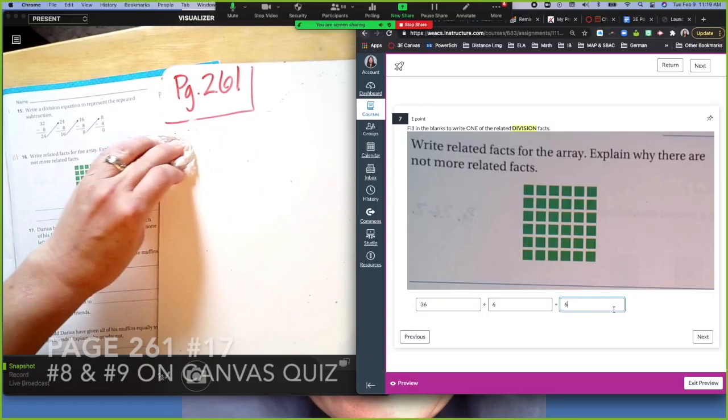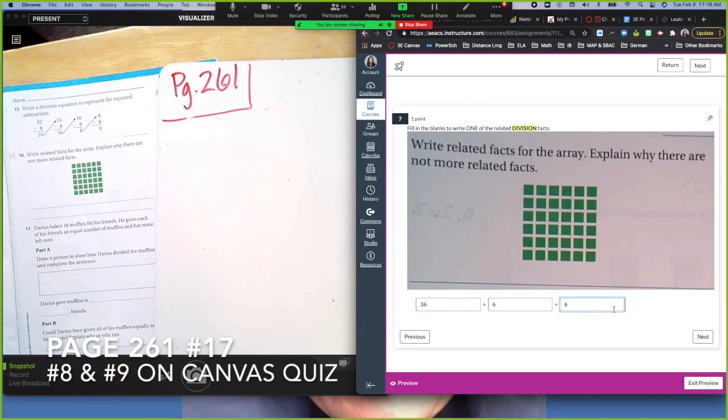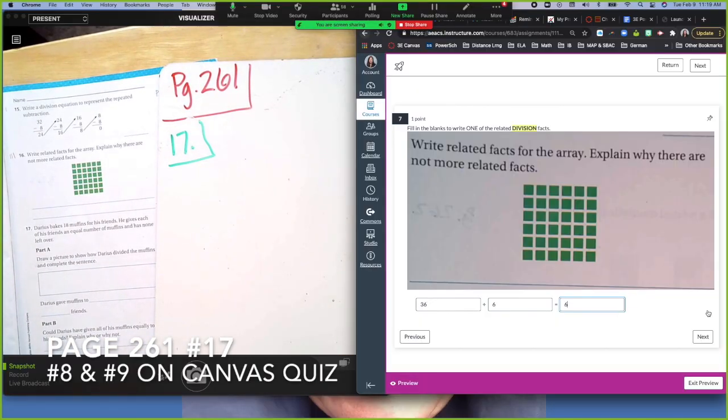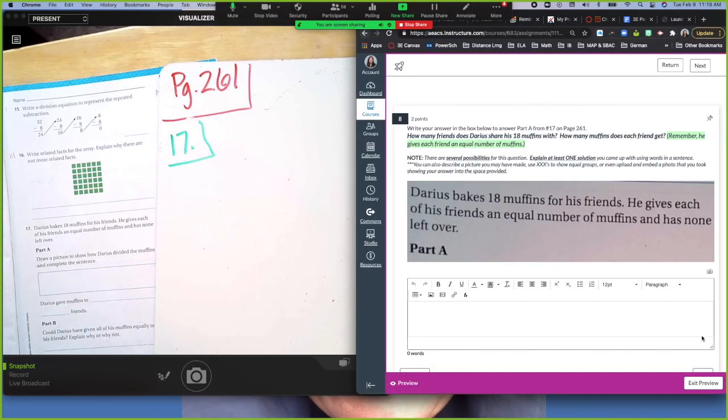I was super impressed. You guys did great thinking about Darius with his muffins. Your reasoning on number 8 and 9 was great. So we want to know, how many friends does Darius share his 18 muffins with? How many muffins does each friend get? Remember, he gives each friend an equal number of muffins. And note, there are several possibilities for this question. So explain at least one solution you came up with using words in a sentence.